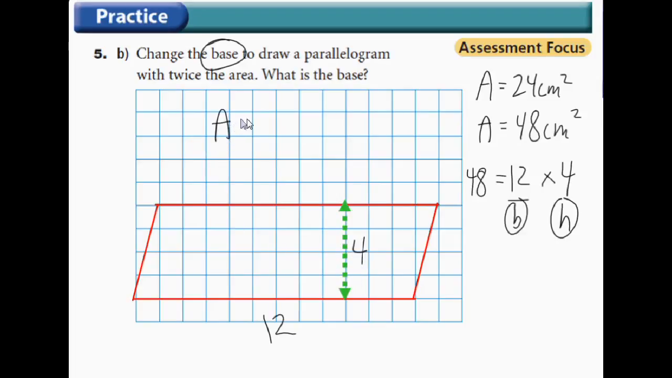So I'm going to double check here. Area equals base times height. My base is 12. My height is 4. That's 48 centimeters squared, which is double what it was. And I only changed the base. So the question is, what did I have to do to the base to double the area? I simply had to double it because the base previously was 6. So if you double the base, you're going to double the area.